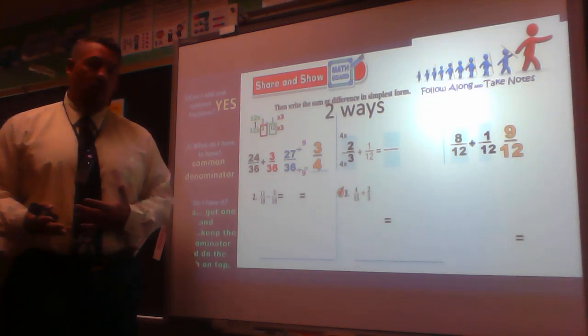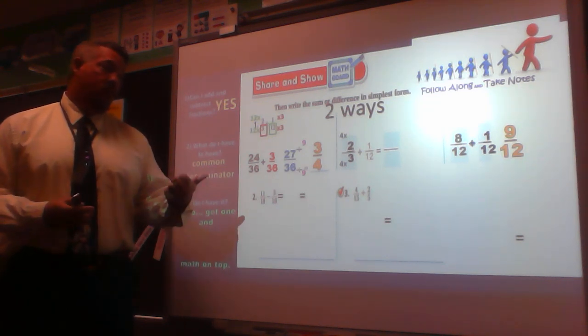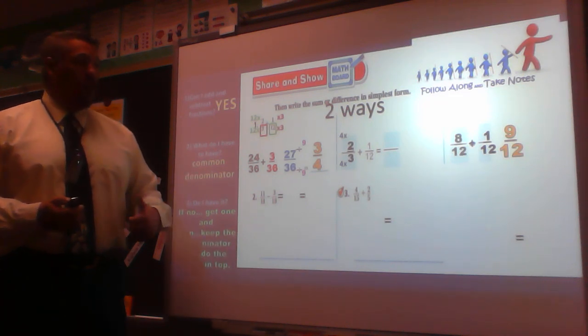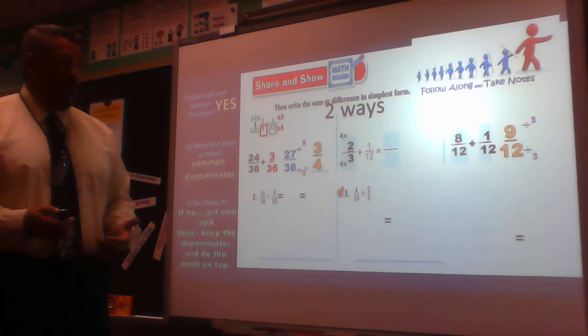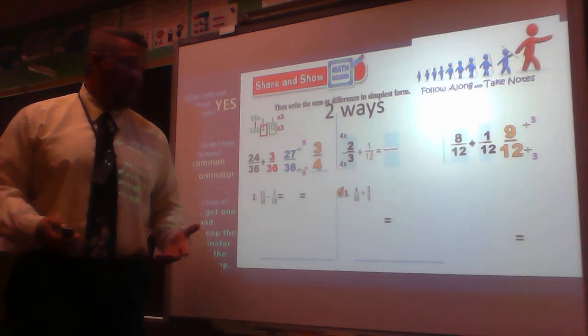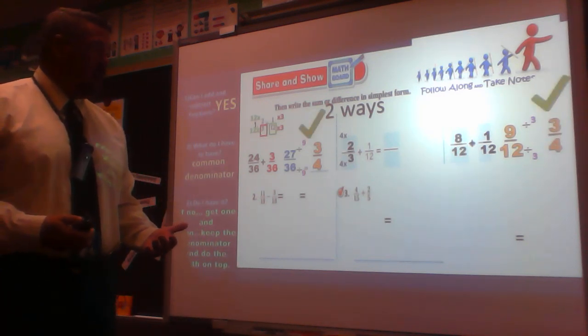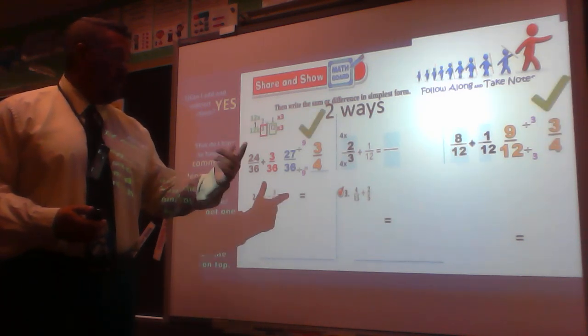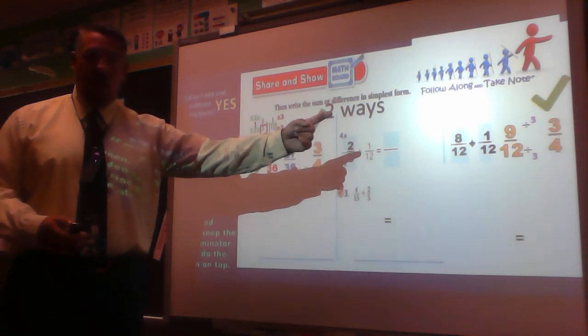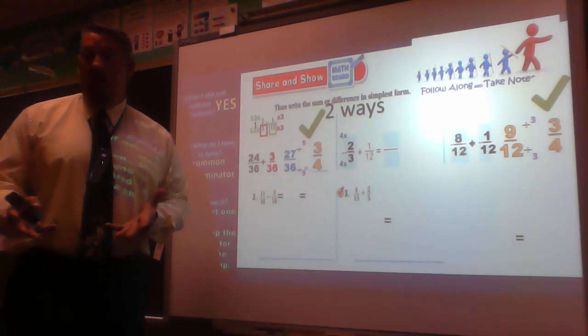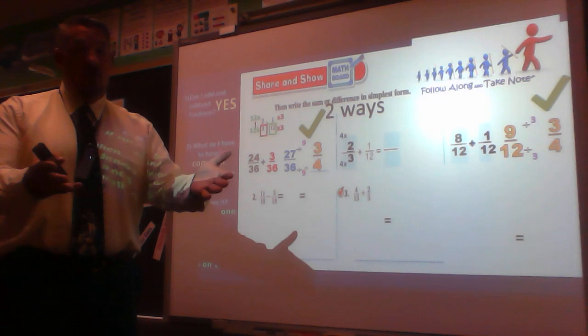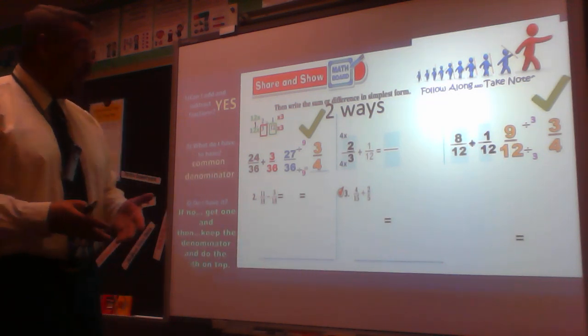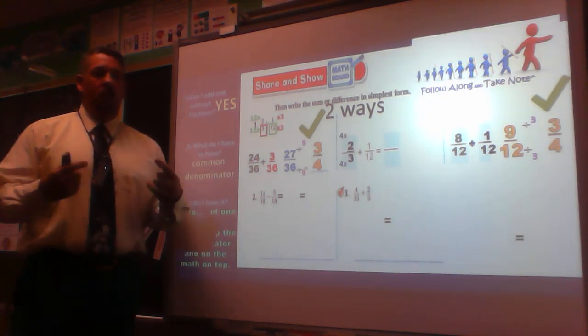But once again, always check to see if you can reduce, which I can indeed. 3 will go into both of those, and when I reduce those, what do I get? Well, 3 goes into 9 3 times, 3 goes into 12 4 times, I get the exact same answer. More than one way to do a math problem. Either way is correct as long as you get to the right answer, and it's a logical process in order to do it.